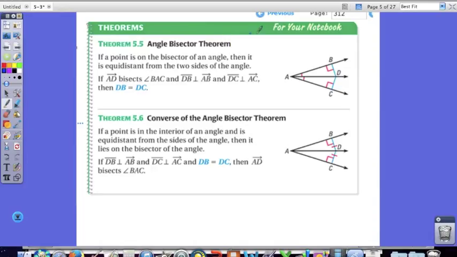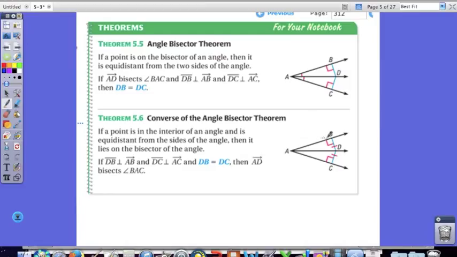This basically says if a point is on the bisector of an angle, so AD is the bisector, then it's equidistant from the two sides of the angle. That would be side AB and side AC. Remember that the shortest distance between a point and a line is through the perpendicular segment that connects the two. So that's why you always need to see this right angle symbol there.